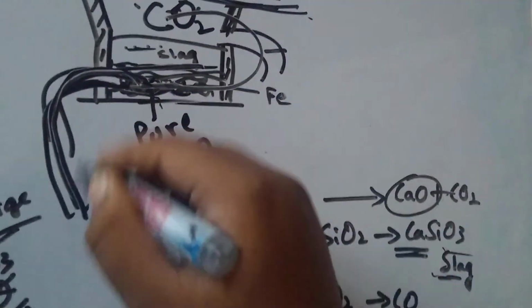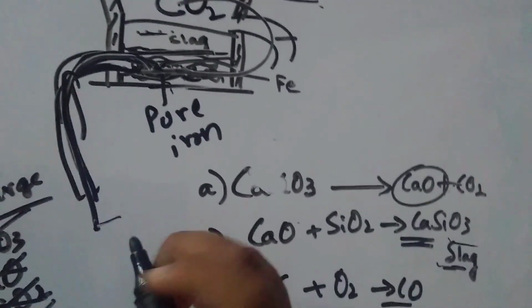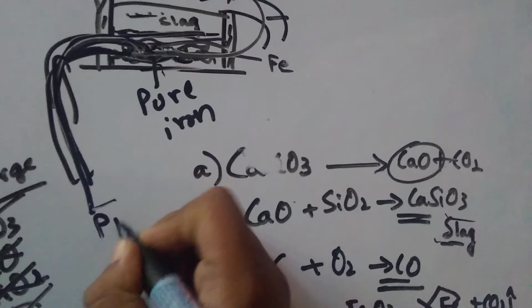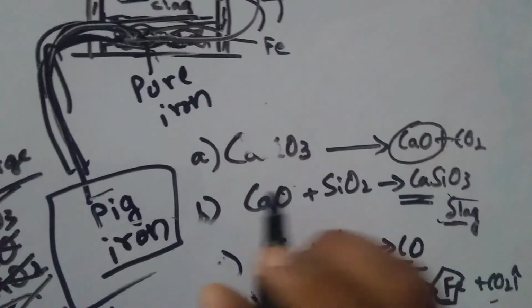The molten iron flows out from the opening of the blast furnace. And this is the pure iron. The pure iron obtained is called pig iron. So this is the extraction of iron.